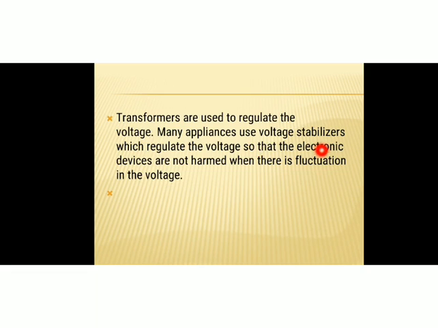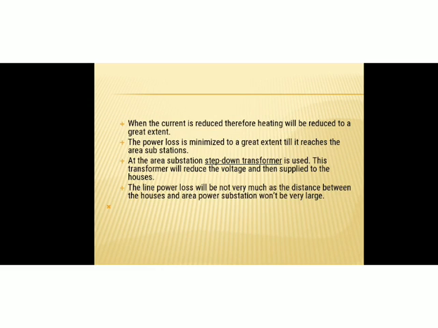Many appliances use voltage stabilizers. For example, TV and fridge all use voltage stabilizers which regulate the voltage so that the electronic devices are not harmed when there is fluctuation in the voltage. Okay, so these are some of the applications of transformers. The most important application is the transmission of power over long distances, and another application is that it is used in voltage stabilizers.